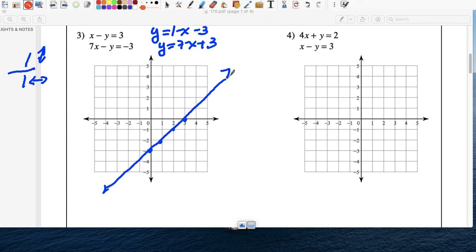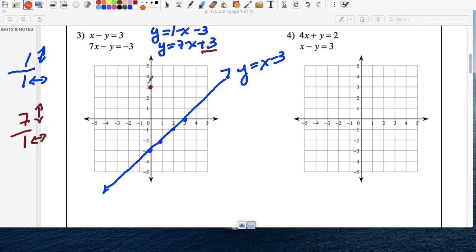So this one is y equals x minus 3. The other equation is y equals 7x plus 3. So that's the positive 3. Let's pull the 7 over here and put it over 1. So that's your up and down movement, and this is your left and right.